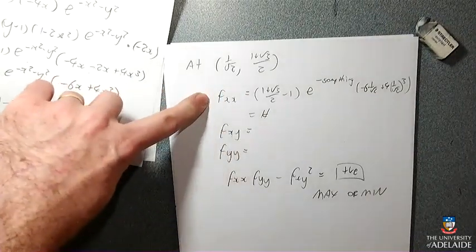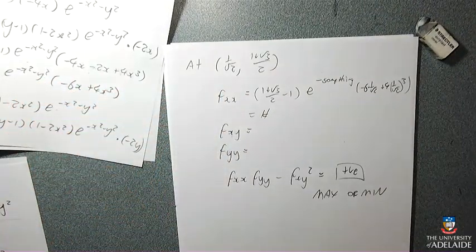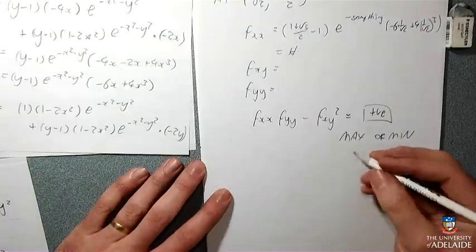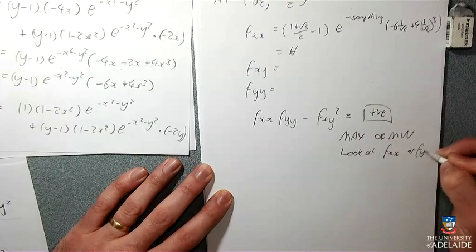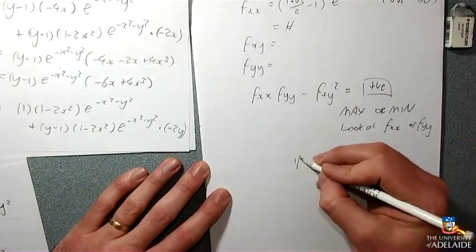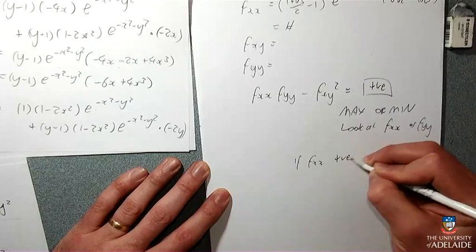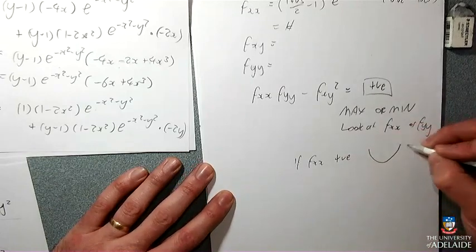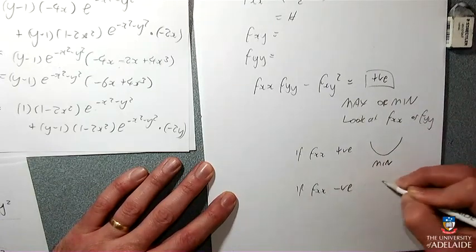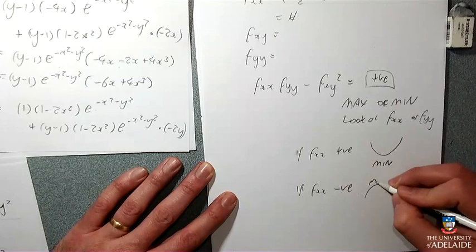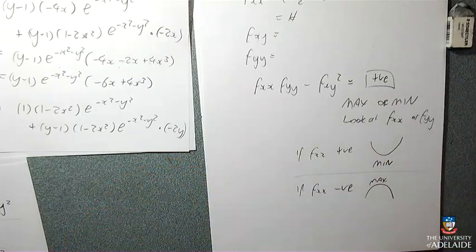and f_xx being positive means that it's the top of a hill. No, f_xx being positive means it's upwardly curving, which means it's the bottom of a hill. So now we would need to look at f_xx or f_yy, it doesn't really matter. If f_xx is positive, then that means it's upwardly curving, and so it's a minimum. If f_xx is negative, then it's downwardly curving, which makes it a maximum. And that's how we decide.